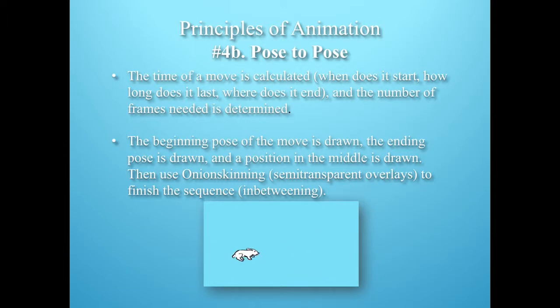Pose to pose, once again, you calculate the time of the move. When does it start? How long does it last? Where does it end? And the number of frames needed. And then the beginning of the move is drawn, the ending pose is drawn, a position in the middle is drawn, and then you would use onion skinning to finish the sequence with in-betweening. And once again, there's the bunny.